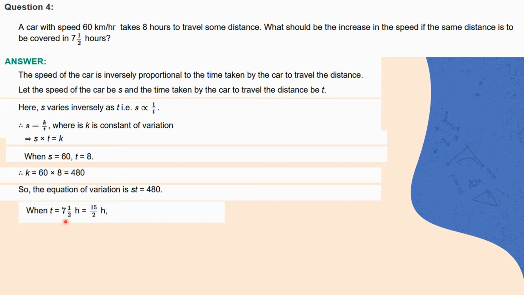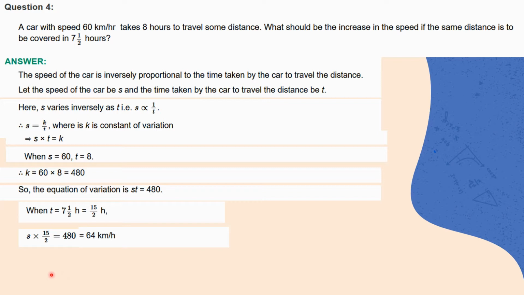Now, when t is 7.5 hours, that means in 7.5 hours, how much speed is needed? So 7.5 hours means 15 upon 2. So when t is 15 upon 2, we have to find out the value of s. So s into 15 upon 2 is equal to 480. We are substituting this in our equation of variation. Multiplying both sides by 2 upon 15, you get s is equal to 480 into 2 upon 15.